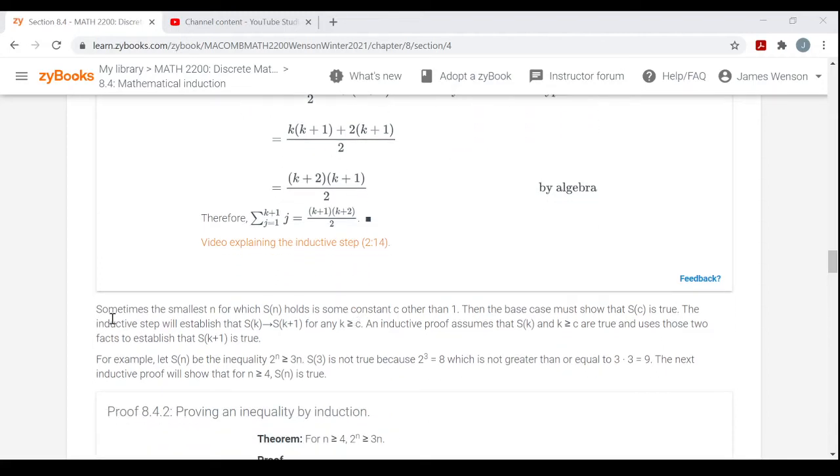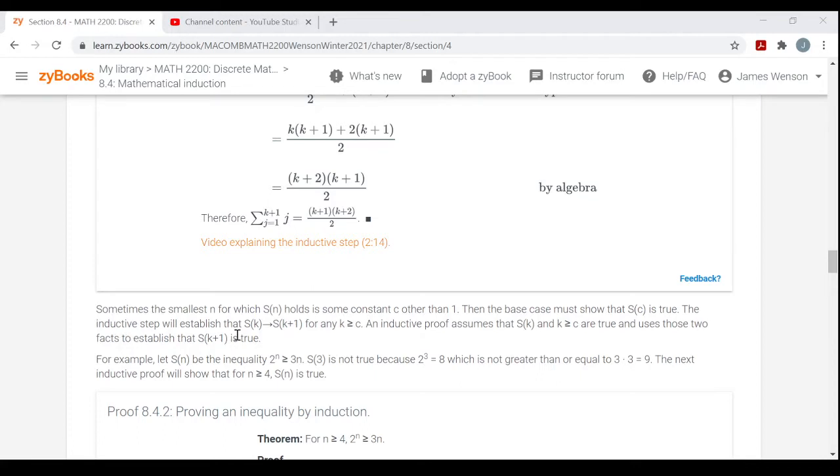Now, as I mentioned, the base case isn't always 1. Sometimes you want to prove a statement's true for all integers greater than 3 or 5. So sometimes the smallest n for which some statement of n holds is some constant c other than 1. Then the base case must show that S of c is true, right? Whatever the lowest integer is, the integer that you're starting at.